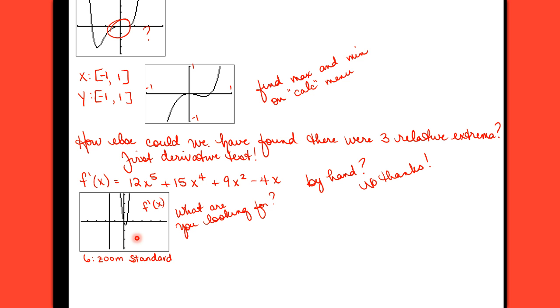All right, so what am I looking for here? If I'm looking for relative extrema, what does that look like on this graph of the derivative? Yeah, anywhere the derivative crosses the x-axis. I'm looking for x-intercepts, right? Because the first derivative test for relative extrema says that I'm going to have a relative minimum anywhere the first derivative changes from what to what?